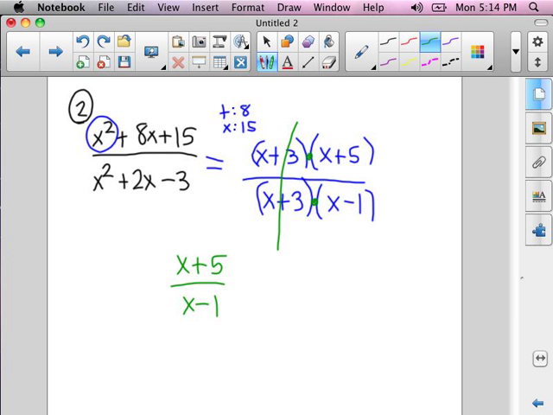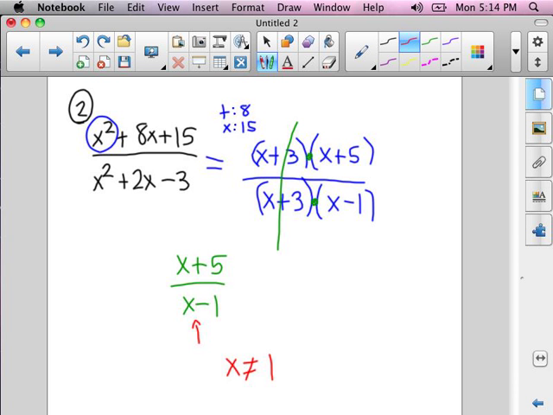Now we have to give the excluded values. What numbers would have been bad to plug in for x? Well, if you look at the final answer right here, x minus 1 is on the bottom. It'd be really bad if there was a 1 down there for x, because we'd have 1 minus 1, we'd get 0, which is bad. We divide by 0. So we definitely don't want x to equal 1. Then we would divide by 0.